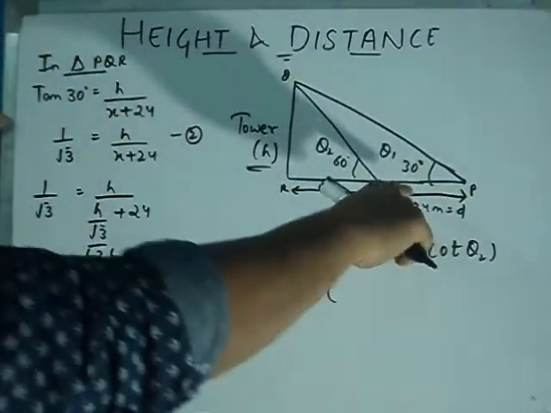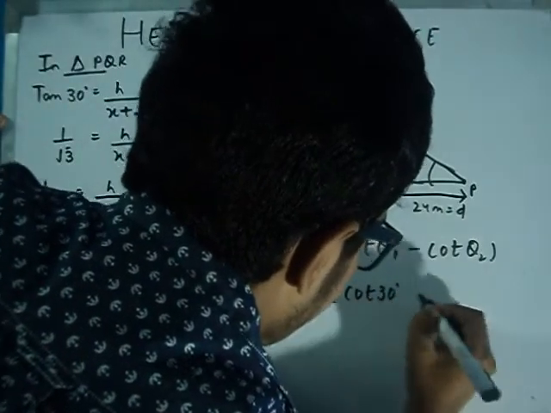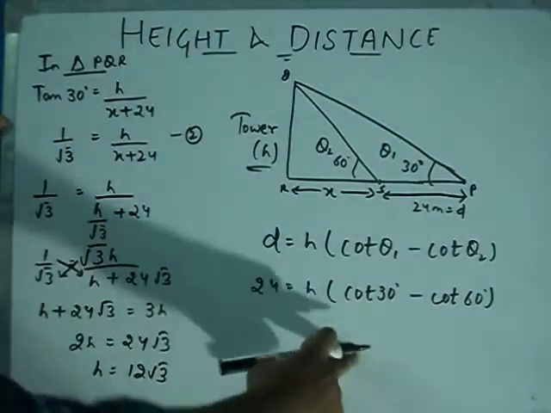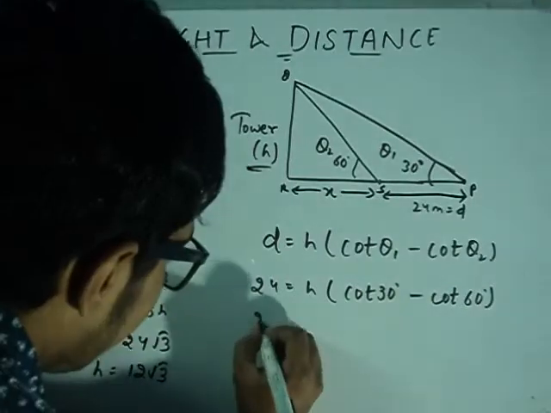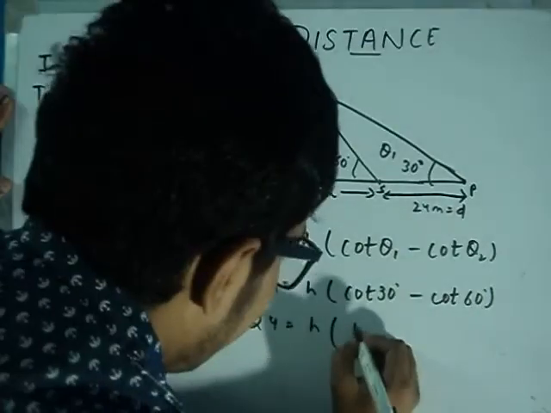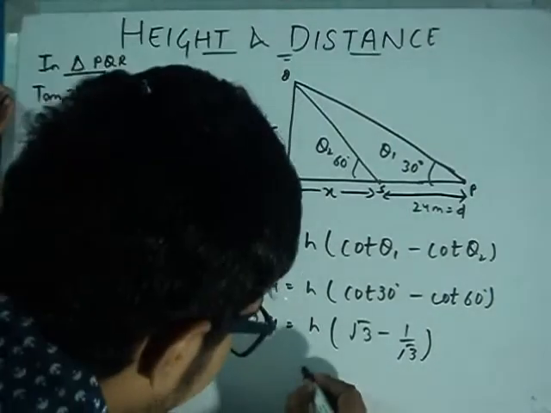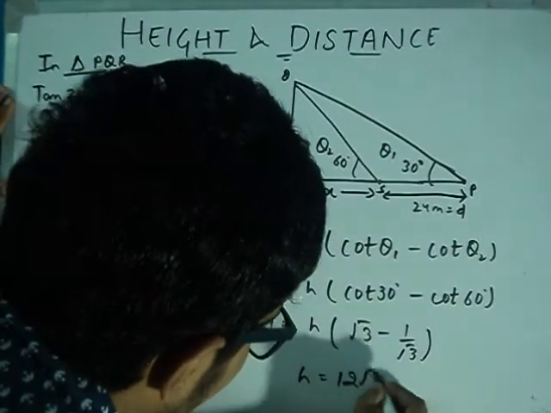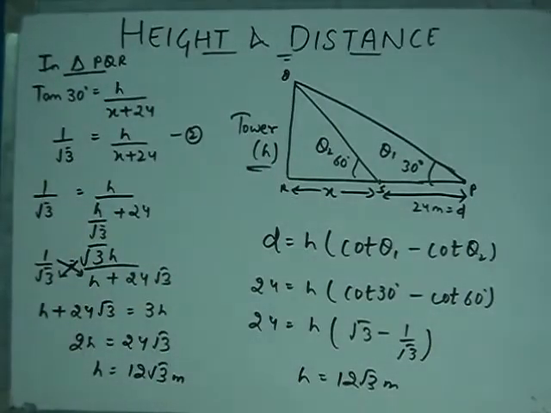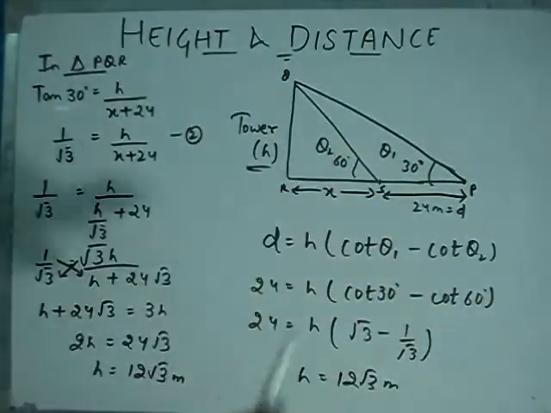Cot theta 1, where theta 1 is 30 degrees, which is the reciprocal of tan 30, and this value is 60. We have tan 30 is 1 by root 3, so we can write root 3 divided by 1 by root 3. So from here we get h as 12 root 3 meters. It's a simple trick to calculate when we have to find the value in this type of question.